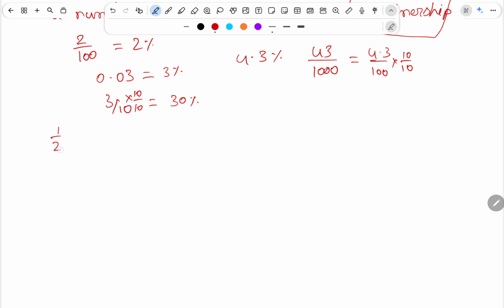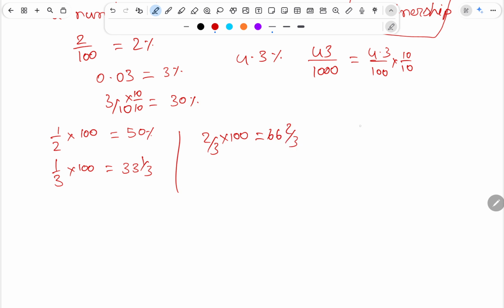So first of all, half is what percentage? So half into 100, just multiply by 100. Any fraction if you multiply by 100, it will convert into percentage. Then 1 by 3 into 100 is equal to 33 1 by 3. Then 2 by 3 into 100 gives 66 2 by 3.